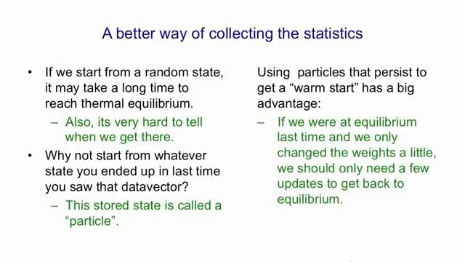If we were at equilibrium before, and we only updated the weights a little bit, it'll only take a few updates of the units in a particle to bring it back to equilibrium. We can use particles for both the positive phase, when we have a clamped data vector, and for the negative phase, when nothing is clamped.